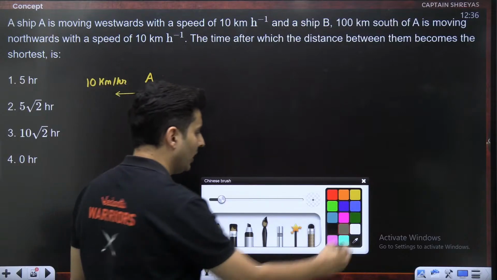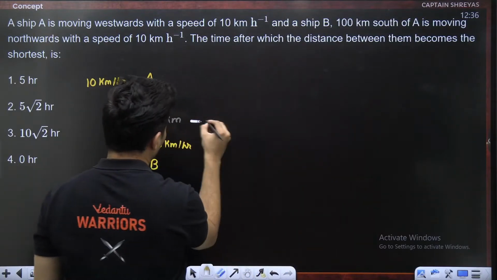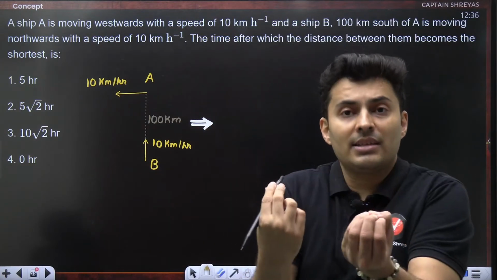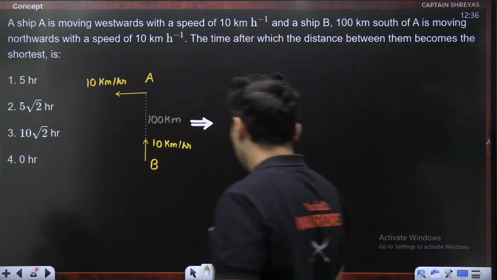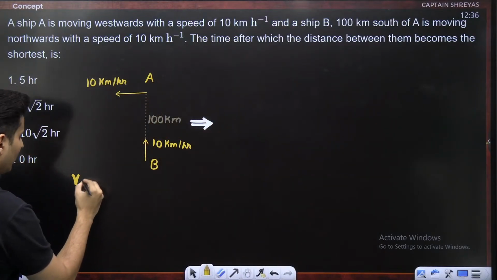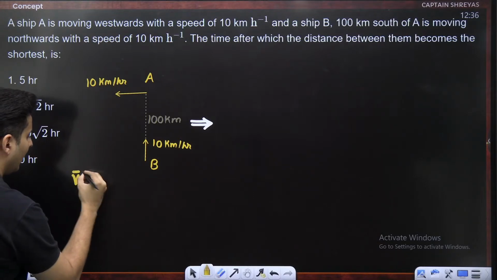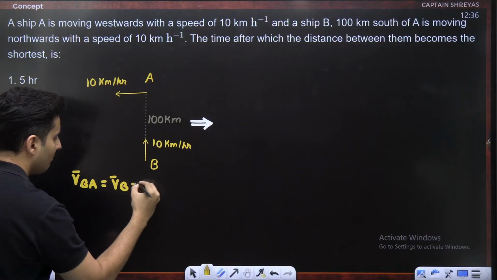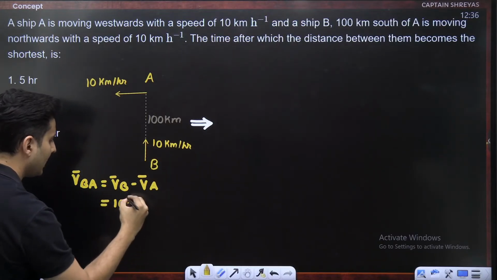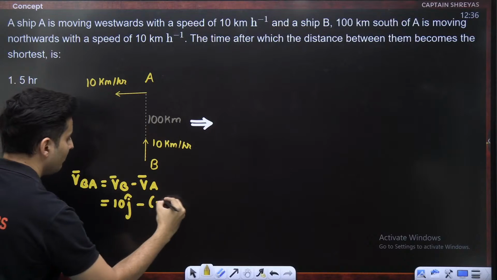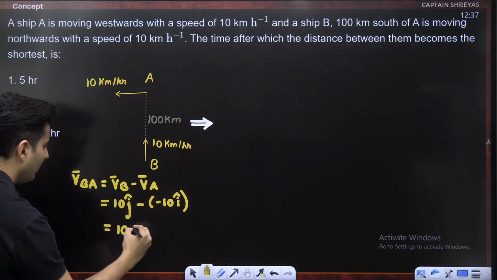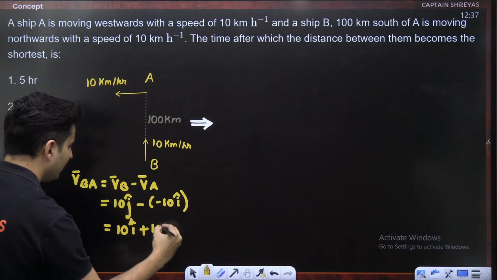Perfect. So first of all, convert this problem into a simple looking problem, meaning make one person at rest and then look at the other. So let's say we try to find the velocity of B with respect to A. Velocity of B with respect to A will be velocity of B minus velocity of A. Velocity of B is 10 j cap. Velocity of A is minus 10 i cap. So minus minus becomes plus. So it will become 10 i cap plus 10 j cap.